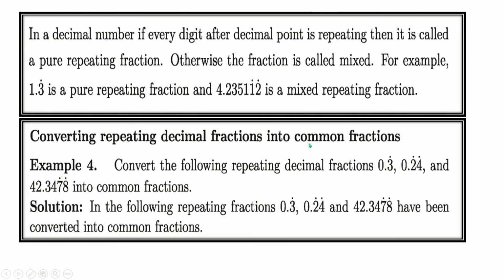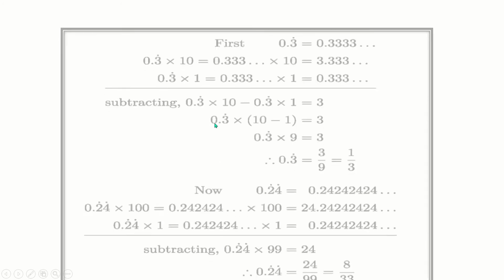Converting a repeating decimal fraction into a common fraction. Common means simple, general. Okay, now follow. Here the given fractions are 0.3 repeating or recurring, 0.24 recurring, and 42.3478 where the recurring part will be 78. Okay, now follow the solution.